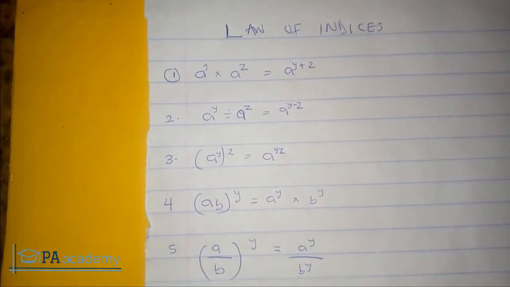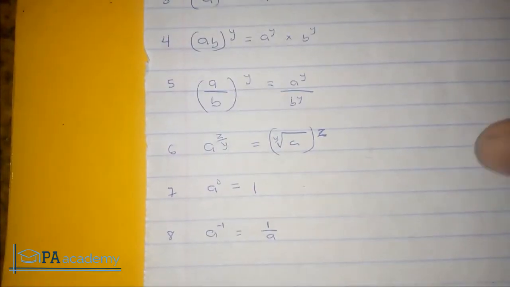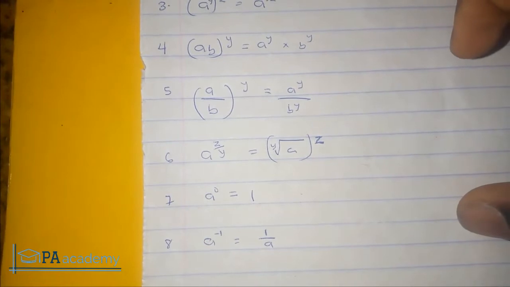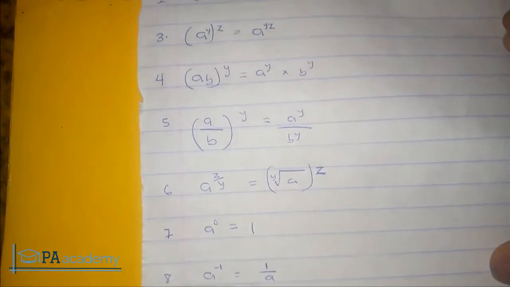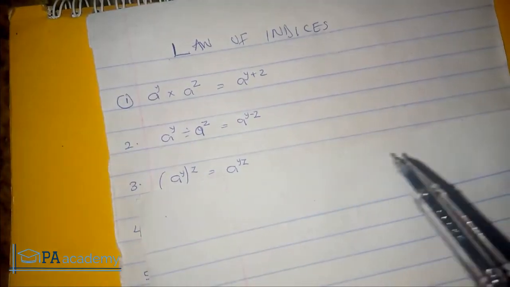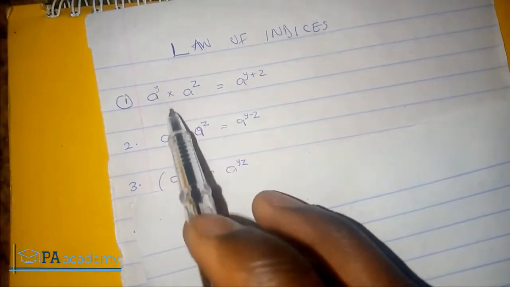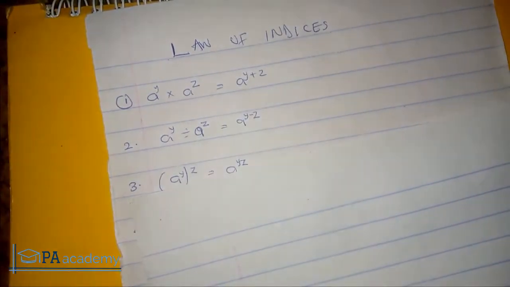So right here are the laws of indices. There are eight of them listed here. You might find some in some material, you might find them less, you can find them more, but right here are 8. So we are going to be looking at them one after the other. The first law we have here is a raised to power y times a raised to power z is the same thing as a raised to power y plus z.